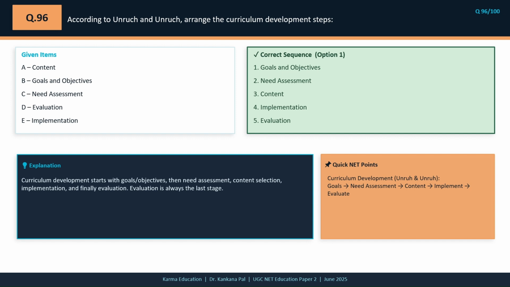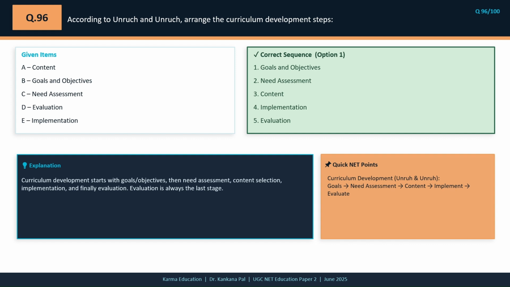A. Content. E. Implementation. D. Evaluation. Therefore, the correct answer is option 1. Well, curriculum development starts with goals and objectives, followed by need assessment, content selection, implementation, and evaluation. A quick NET point: evaluation is usually the final stage of curriculum development.